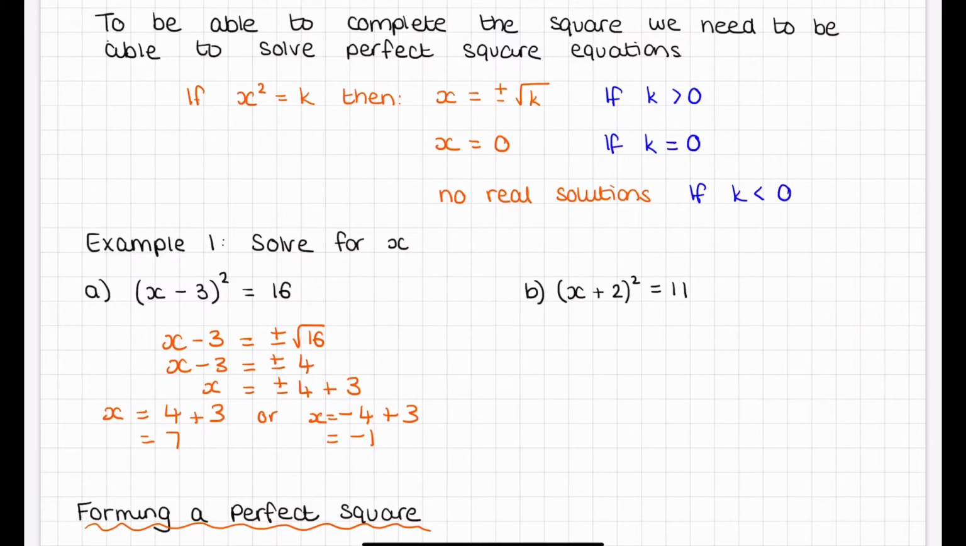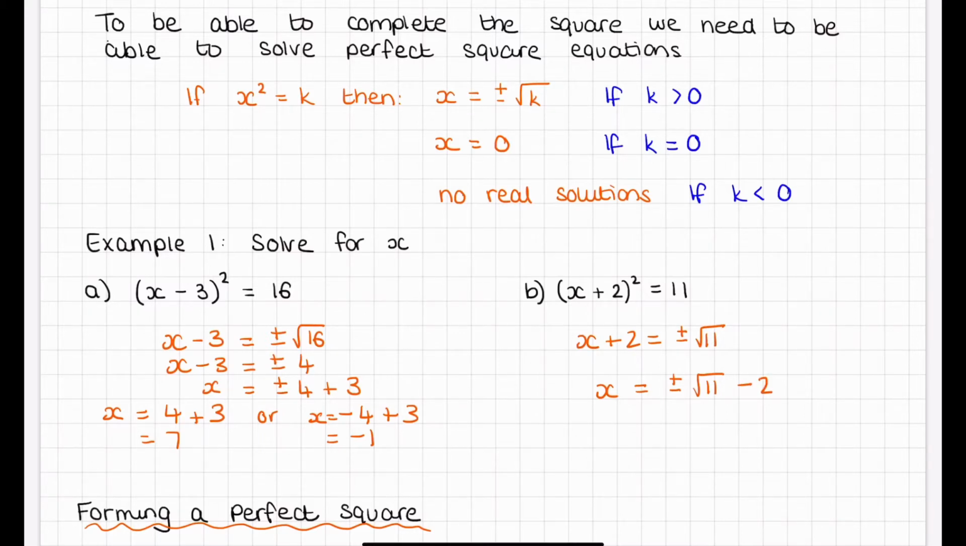For part B, we've got x plus 2 all squared equals 11. First step, take the squared over by the square root of 11. So it'll be x plus 2 equals plus or minus the square root of 11. Now we can't simplify the square root of 11, so we're just going to leave it as it is. Then we take that positive 2 over, and it will become a negative. So we get plus or minus the square root of 11 minus 2. Now that's our final answer there.